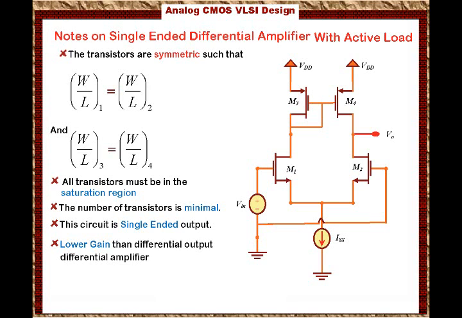In the differential output differential amplifier, you will use an external circuit to bias the top transistors. Over here, we don't. We used one transistor to bias the other because we are interested in the output being single-ended, which means we are only interested in M4, so M3 here is used for biasing.